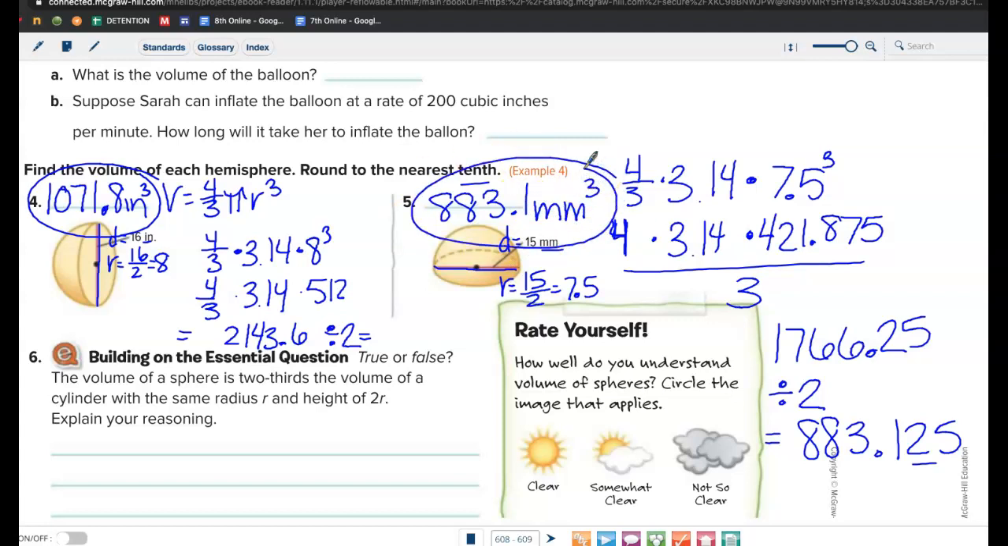All right, I know this is kind of a longer video, but you got your entire assignment done for the day as long as you wrote down all of the work. If you did not write down all of the work, you need to go back and do that. Otherwise, you will not get full credit for the assignment.